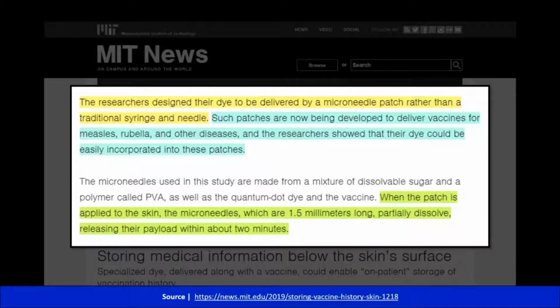How big is a millimeter? It's like your fingernail. So there are needles that are 1.5 millimeters long. They partially dissolve, releasing their payload within about 2 minutes. So they put a Band-Aid on you, these little prongs, they release this vaccine into your system in about 2 minutes, and then in 6 months we need the other one, it will just keep doing it.